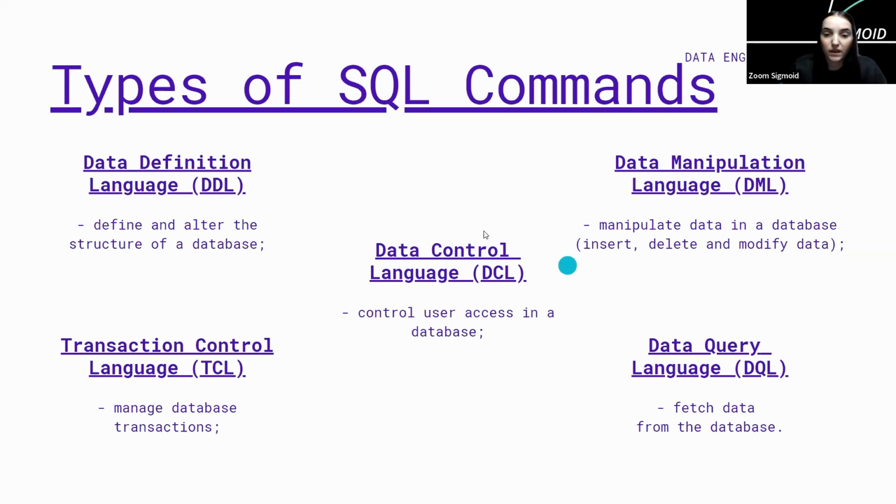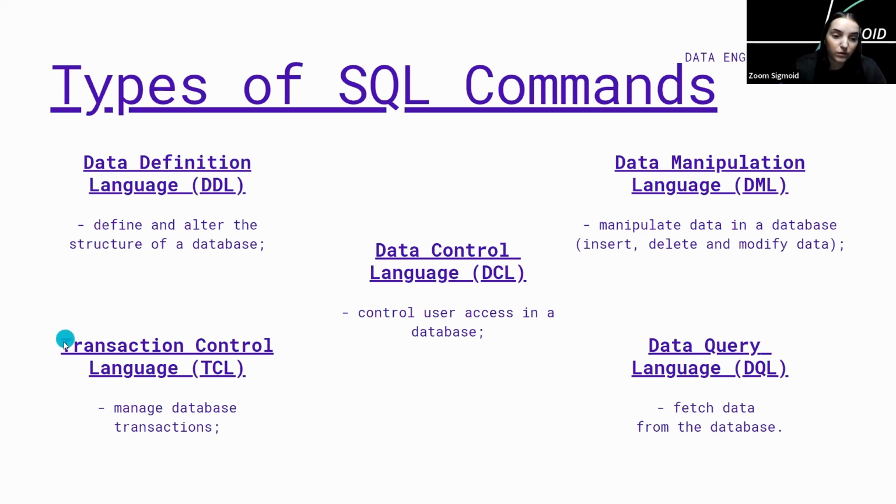The data control language is used to control user access in a database. This command is related to security issues. Using data control language, it allows or restricts the user from accessing data in the database schema.